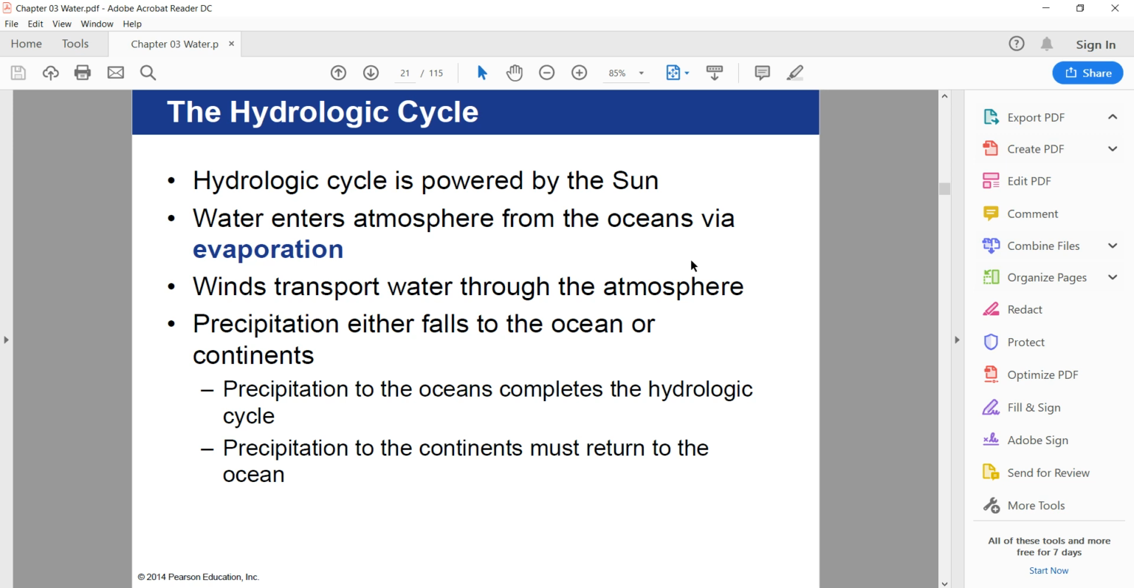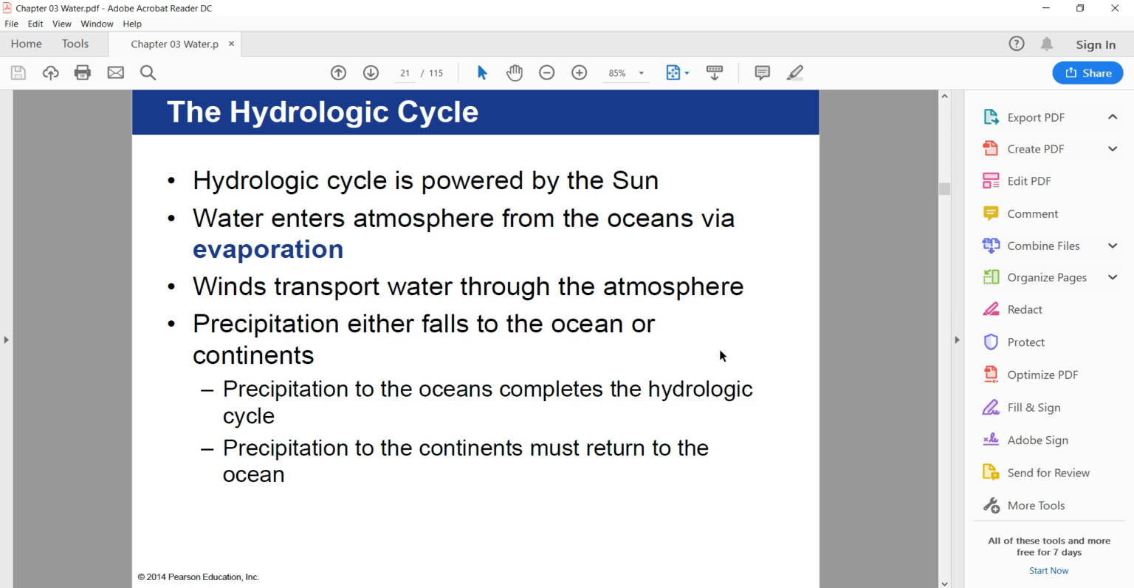Precipitation either falls to the ocean or a continent. Precipitation to the oceans completes the hydrologic cycle. Precipitation to the continents must return to the ocean. So any water that falls on the continent, either it will be absorbed in the groundwater, or it might flow on the surface, or even if it is stored below the ground, all of them will eventually flow and fall into the ocean. So that's how the hydrologic cycle completes.